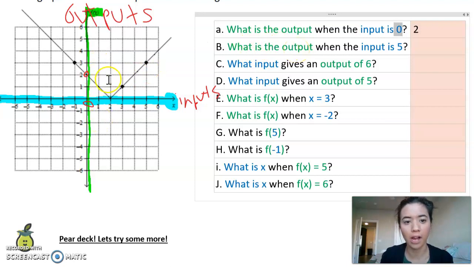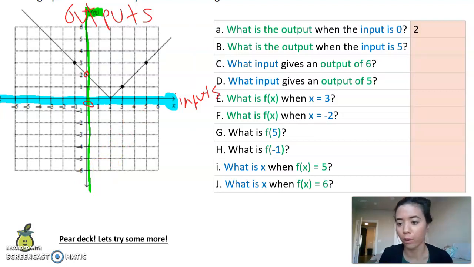Okay. The next one you have, what is the output? So what is the y when your input is 5? You're going to go to 5 on your input, move up, and see what is your y value there. Go ahead and give that a try. All right, hopefully you paused me. So when your input is 5, my output was 3.